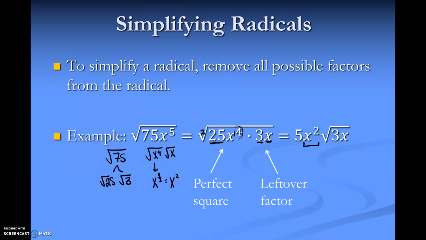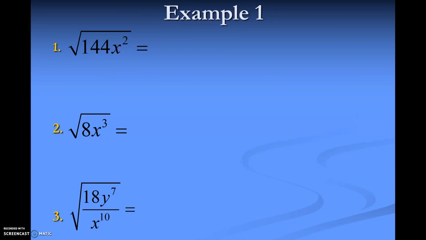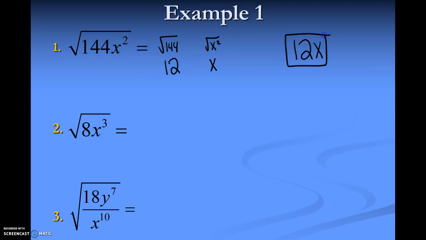Honestly, this seems like the confusing way to do it, so let's do this in an easier way. The square root of 144x squared. We've got the square root of 144, and we've got the square root of x squared. What is the square root of 144? Do any of you know? 12. Square root of x squared. The square root and the square cancel each other out, so that's just x. So our answer here is 12x.